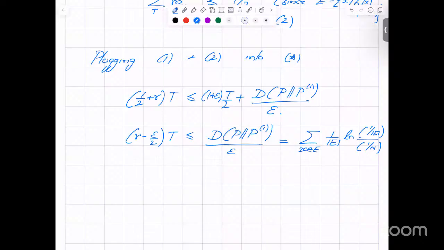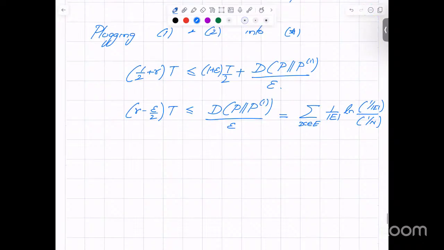So this is summation P_i ln P_i by Q_i. P is supported only on the error set. Therefore, summation over X in E of 1 over E, that's the probability, times ln 1 over E on 1 over N. So this quantity is exactly this, divided by epsilon. So this quantity is 1 over epsilon times ln N over size of E.